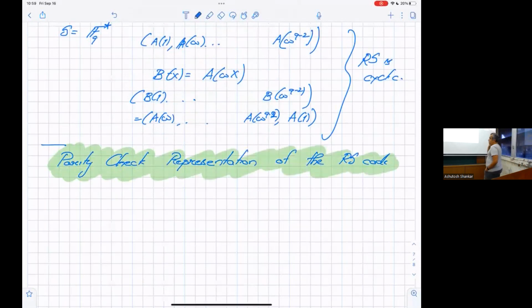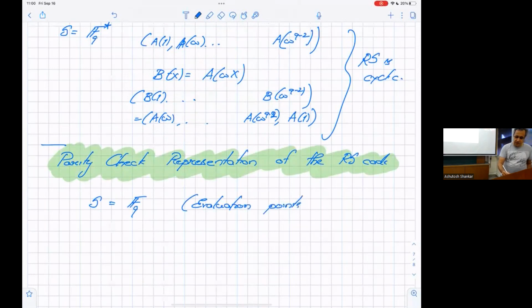So here, the generator matrix representation, we gave it for any set of evaluation points. Here, what I will do in class is only when S is the entire field, the whole field, as the evaluation points. For other Reed-Solomon codes, it's usually not there, but I will push this.